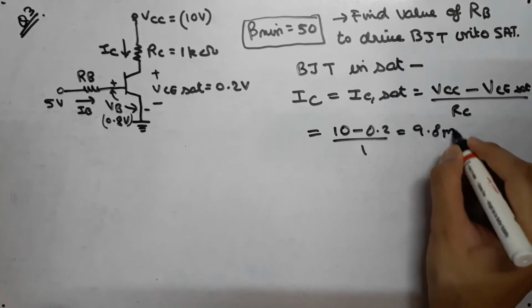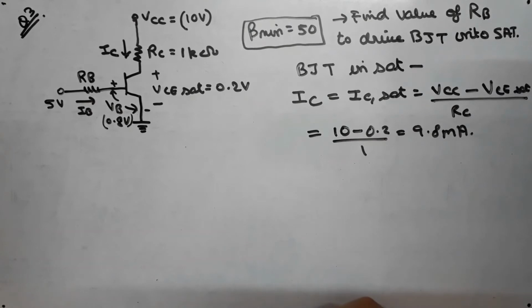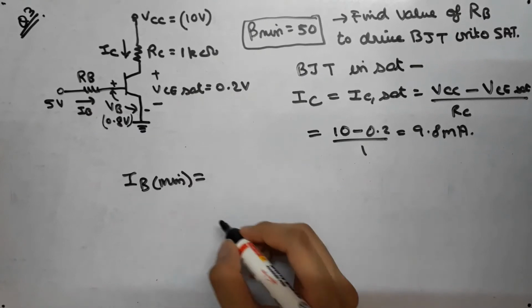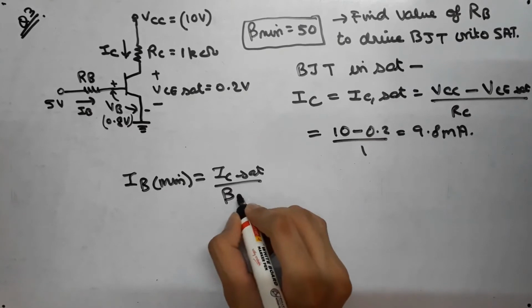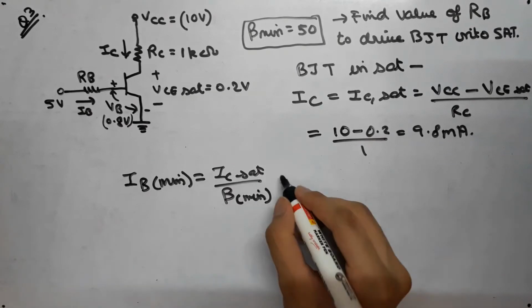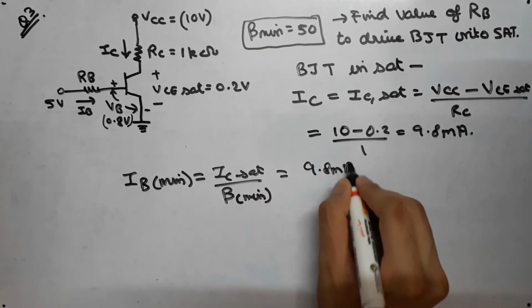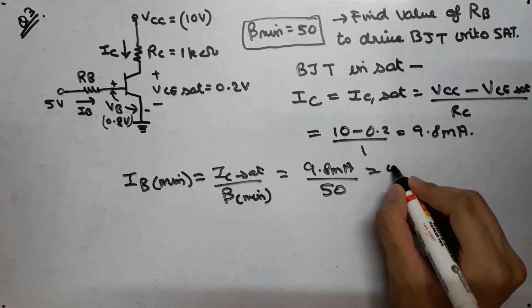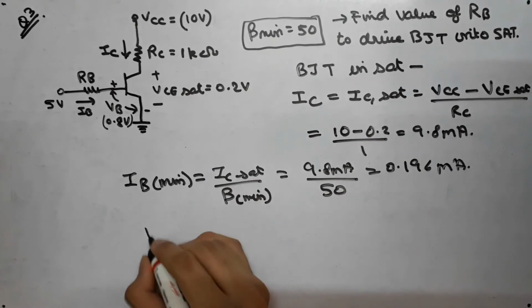is equal to 9.8 milliampere. Now the minimum base current required for saturation is calculated from the minimum value of beta F. That is, the minimum value of IB is IC saturation upon beta minimum, which is given in the question. Now we will simply put the values. 9.8 milliamps upon 50 is equal to 0.196 milliampere.